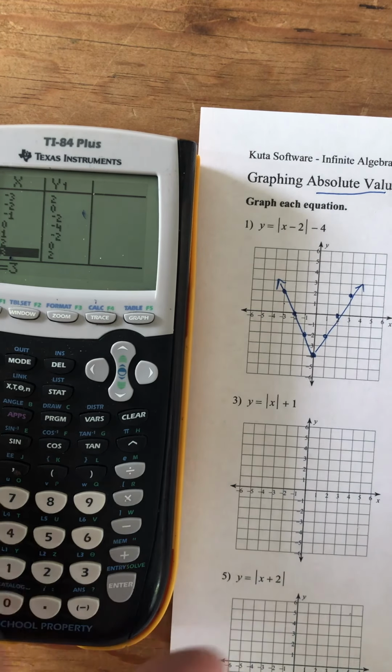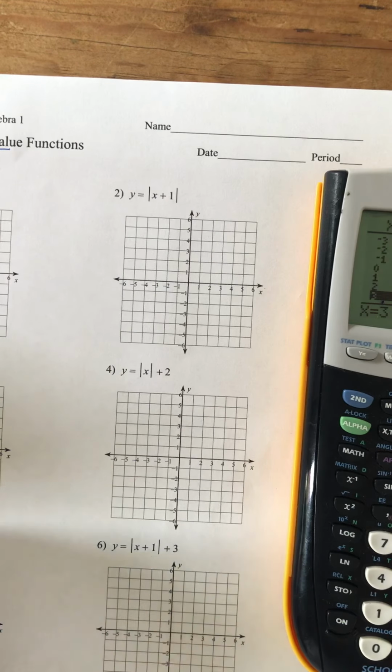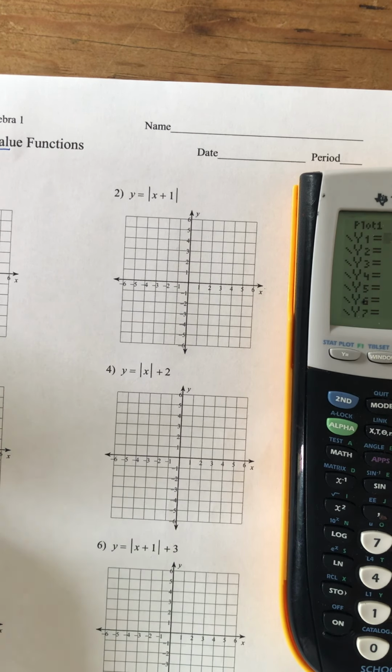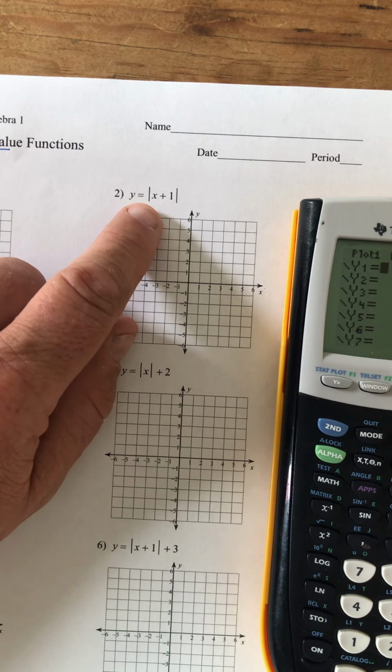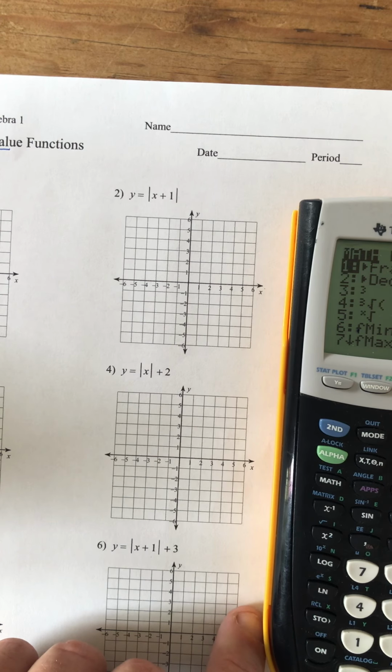Okay, let's look at the second one. Remember to clear your calculator. You can go to y equals and hit clear. So now we're going to plug this in. So y equals, remember, go to math. I have to go over to number.